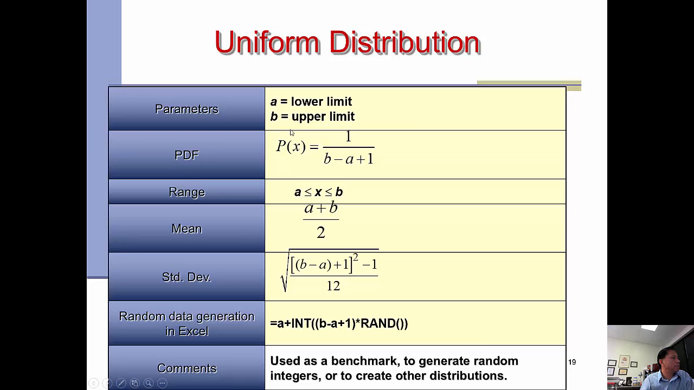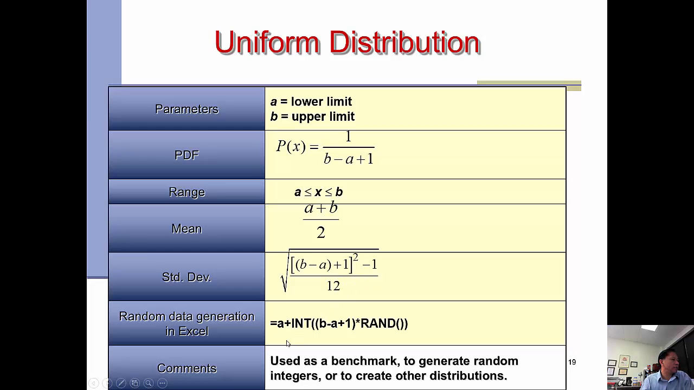A is the lower limit, B is the upper limit. The PDF, p(x), is 1 over (B minus A plus 1). I don't expect you to know how to arrive at this. It's just to know the equation, to know where to go to find it, or which one to use. That's good enough for this class, right? The range is between A and B, and the mean is (A plus B) divided by 2, and the standard deviation is the square root of ((B minus A plus 1) squared minus 1) divided by 12, right?